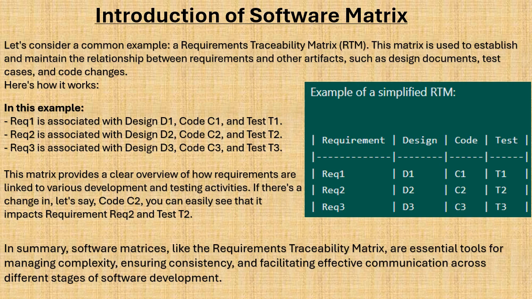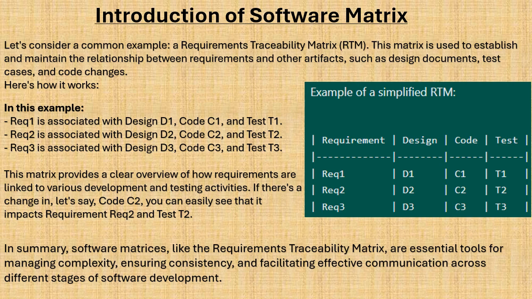In this example, on our right side, we have a table named example of simplified RTM. On the top row, we have the requirement, the design, the code, and the test. In each column, we have different requirements or names. For example, Req 1, design D1, code C1, and test T1.